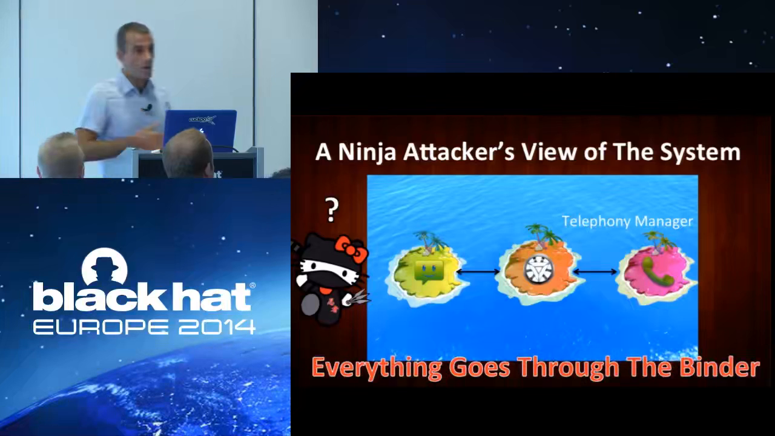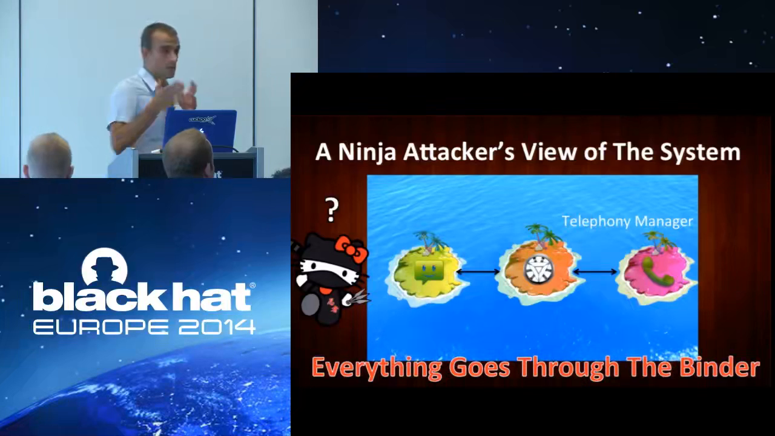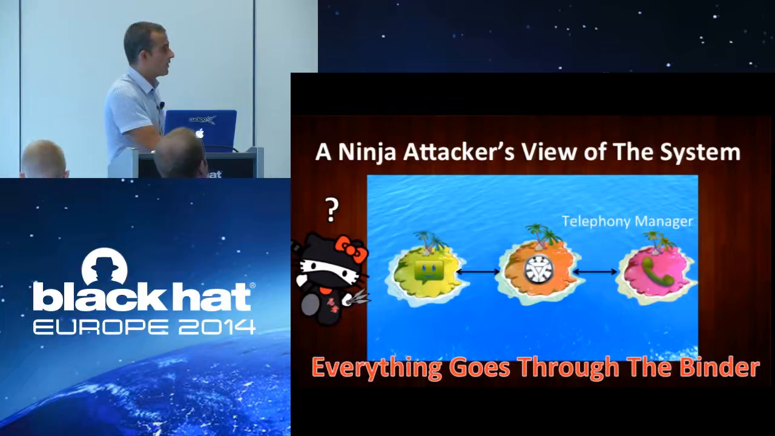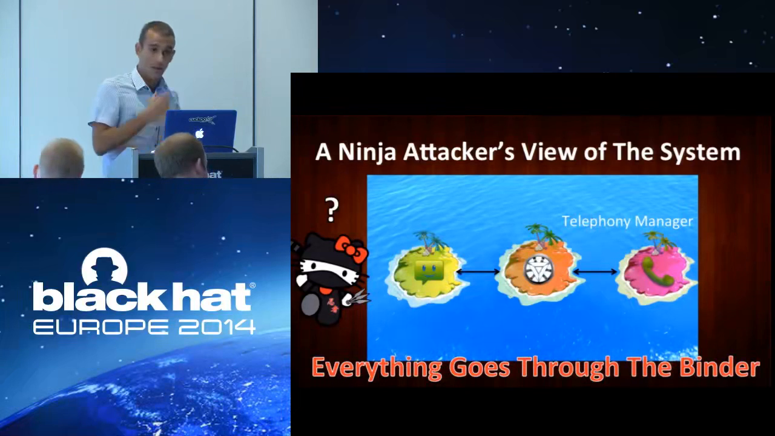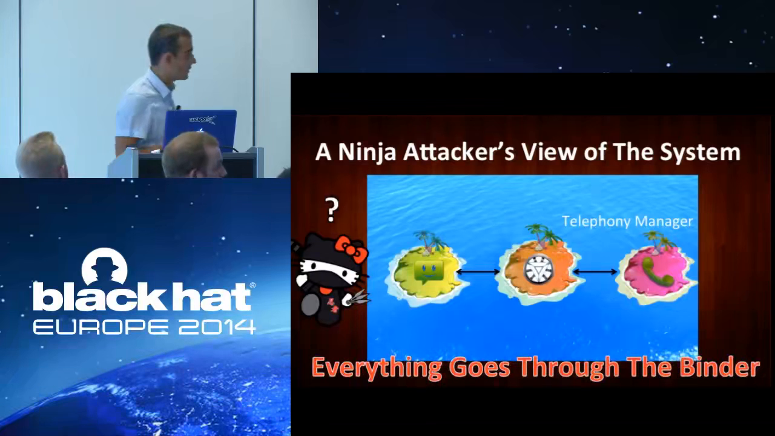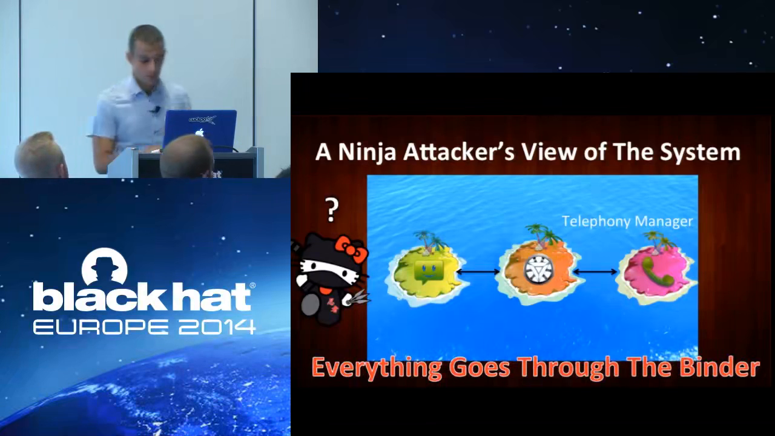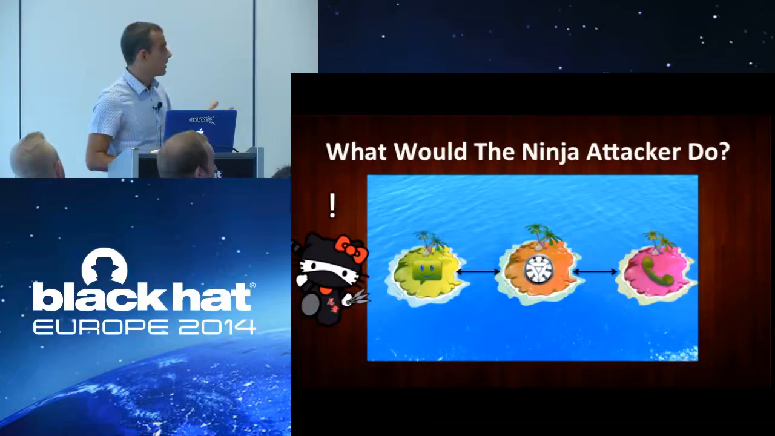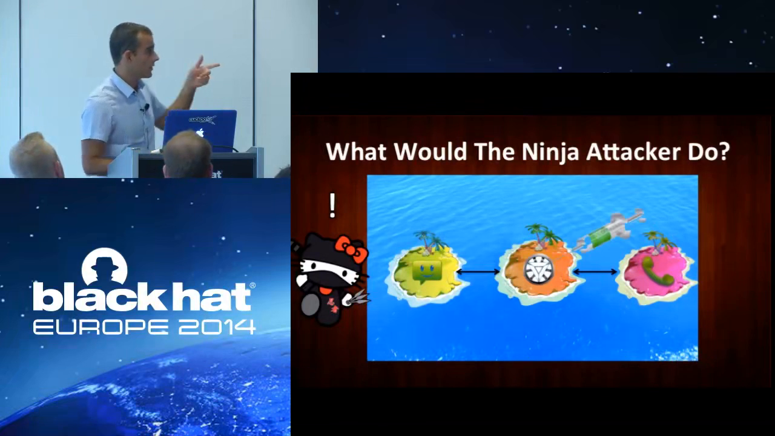As the telephony manager receives an SMS, it tells the binder, and then the binder, in a kind of complicated transaction, which we'll go into in a minute, sends it to the SMS application. And what the ninja attacker would do would be just to attack the binder in order to see the data.